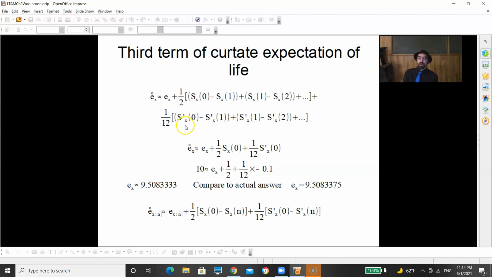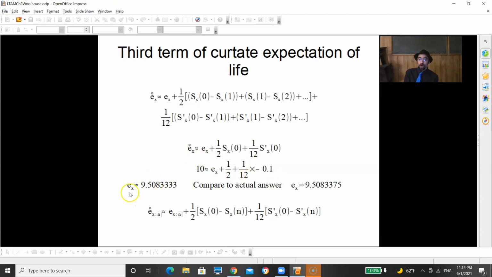And so in the event that I'm going all the way out to infinity, I'm not doing a colon angle n, then I get complete expectation equals Curtate expectation plus 1/2 survival function at 0 plus 1/12 derivative of survival function at 0. And survival function at 0 is always going to be 1. Derivative of survival function at 0 is not. Here, you have to actually differentiate the survival function. In this case, it's negative 0.1. And we get this expression.